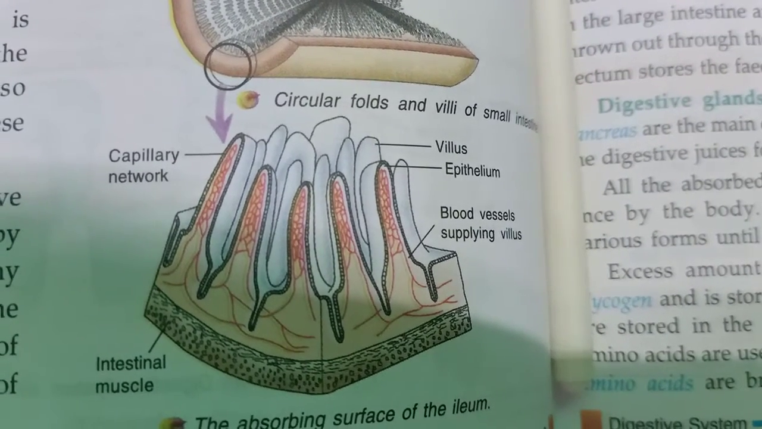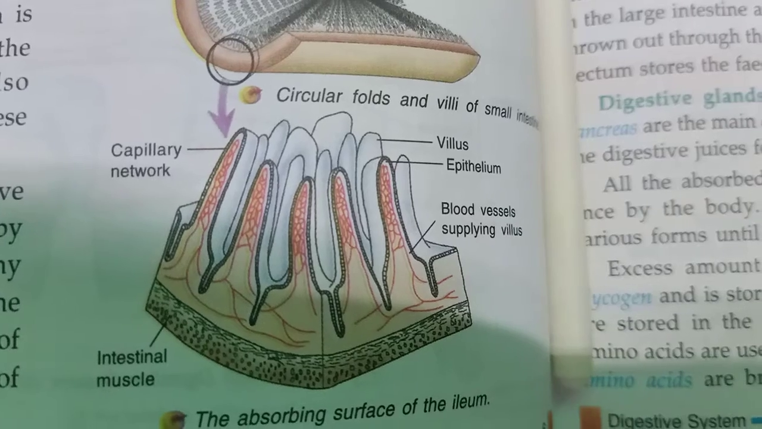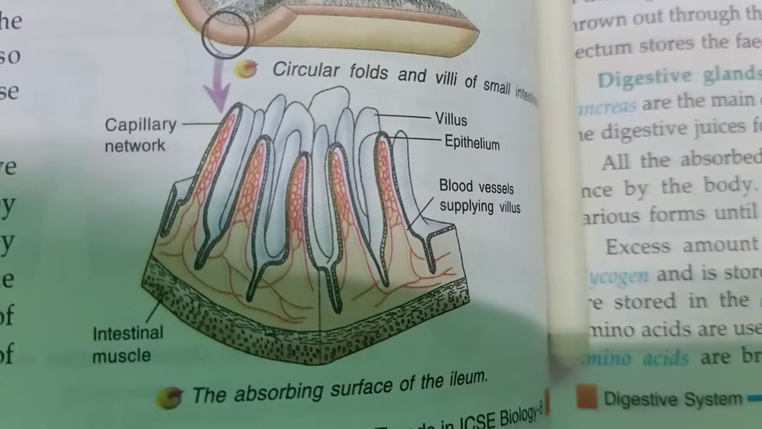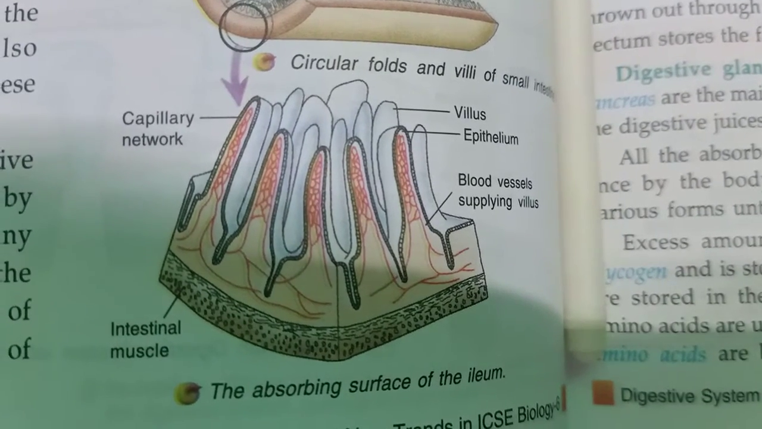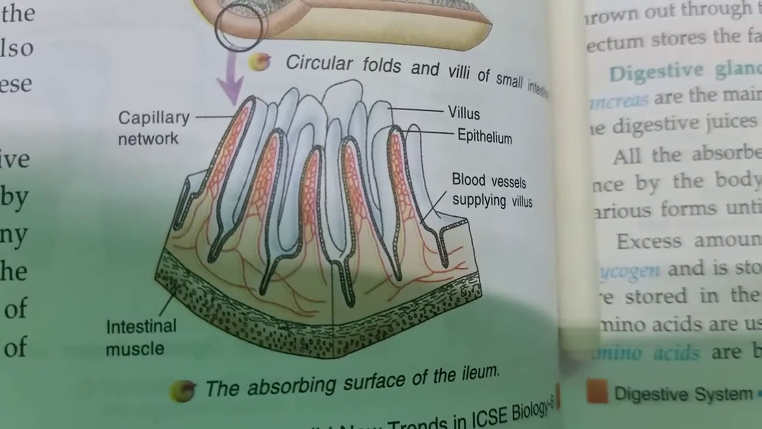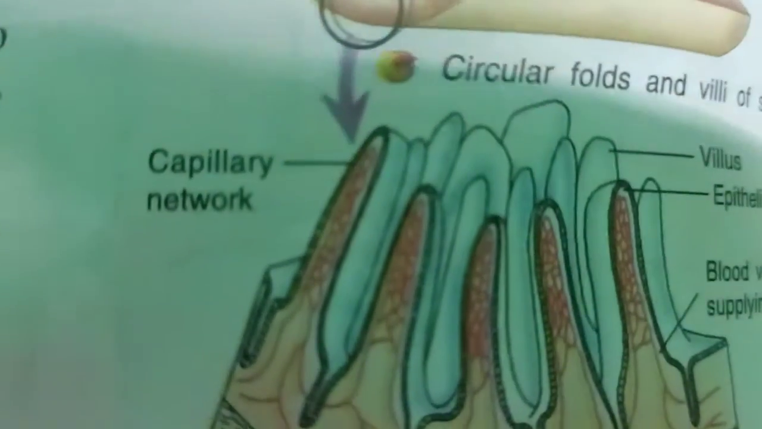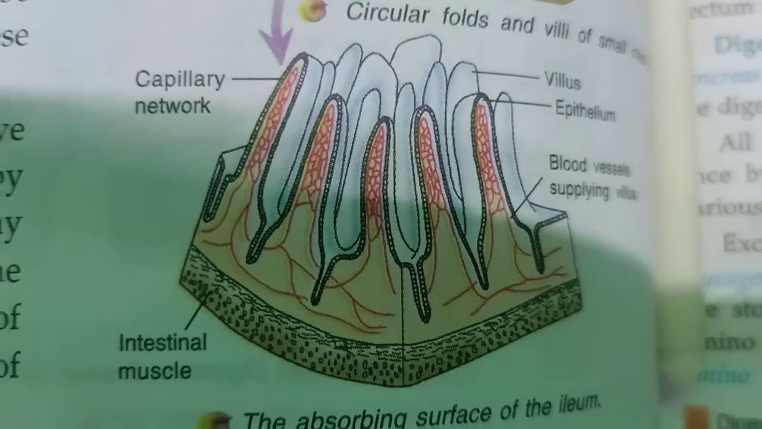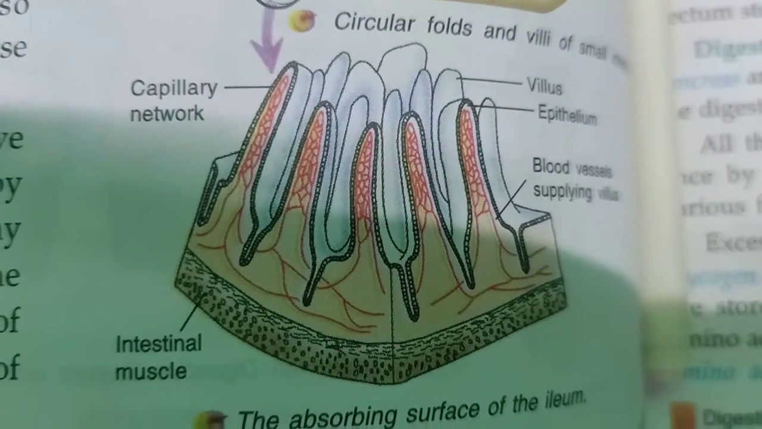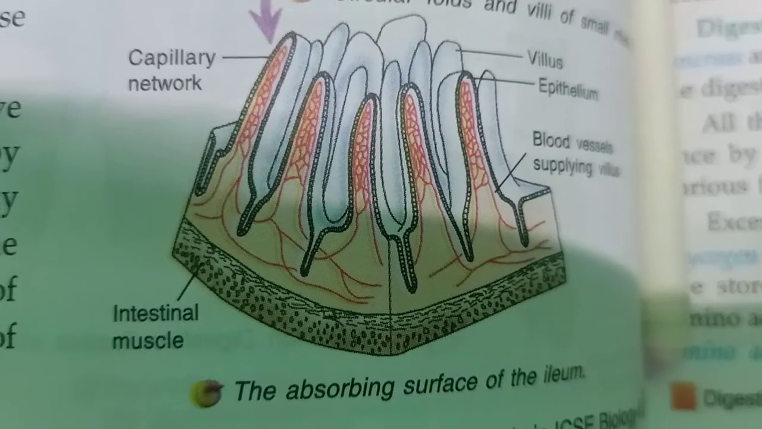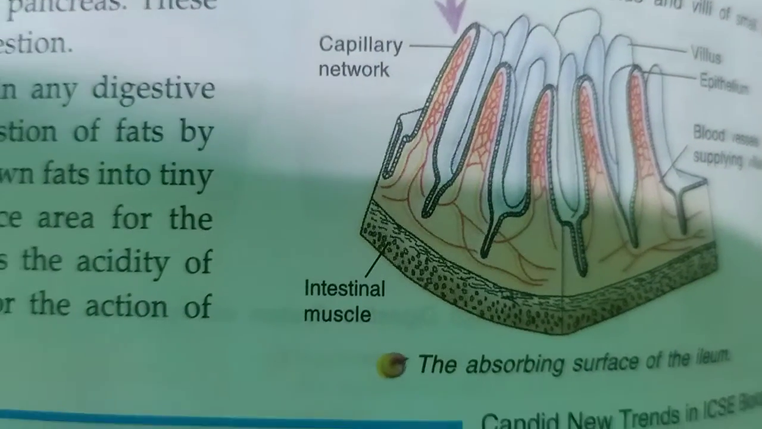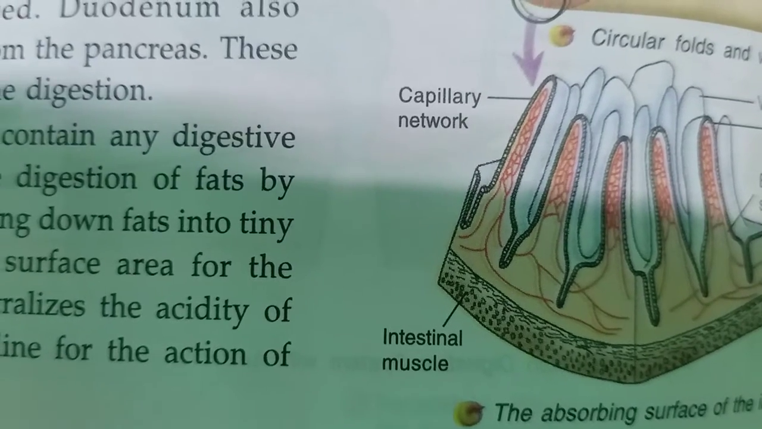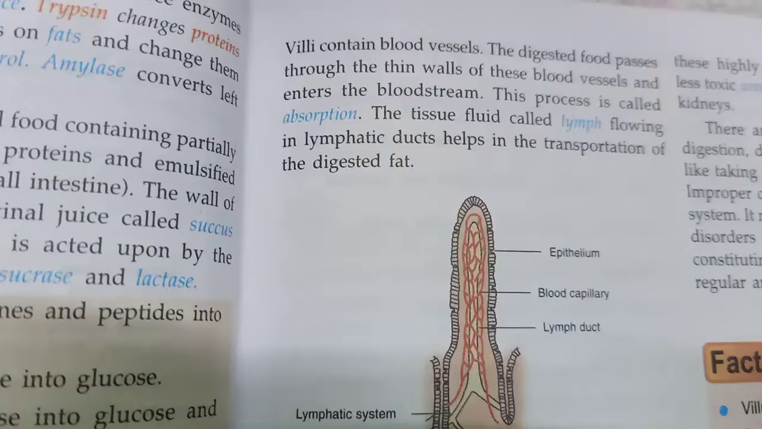The red color vessels are the blood vessels that are supplying the villus, and you can see the intestinal muscles, and there is a capillary network also. The network that you are seeing here is a capillary network. Now all these are present in the small intestine, and these villi, these finger-like projections, are responsible for the collection of the food, for the digestion and the absorption of the food.